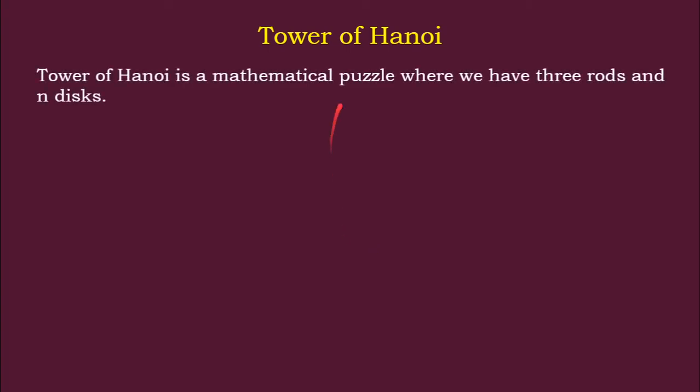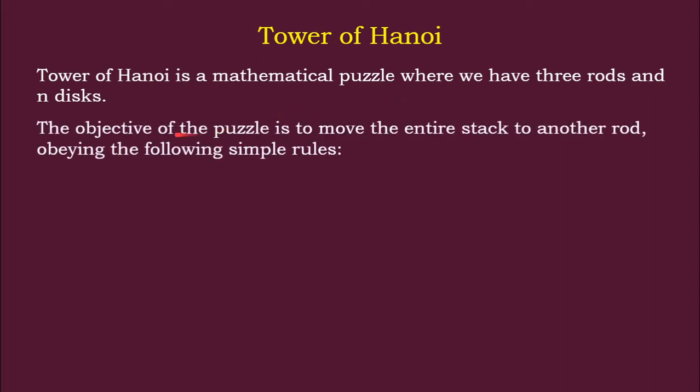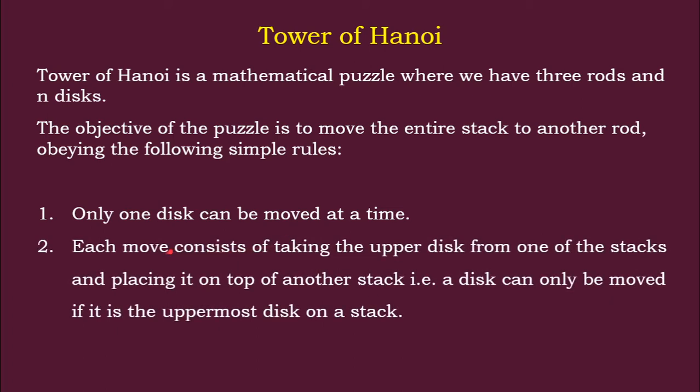Tower of Hanoi is a mathematical puzzle where we have 3 rods and n disks. The objective of the puzzle is to move the entire stack to another rod, obeying the following simple rules. So what are the rules? The first rule is only one disk can be moved at a time. The second rule says each move consists of taking the upper disk from one of the stacks and placing it on top of another stack. That is, a disk can only be moved if it is the uppermost disk on a stack. That means you can move only one disk at a time, and that too from the top of the stack.